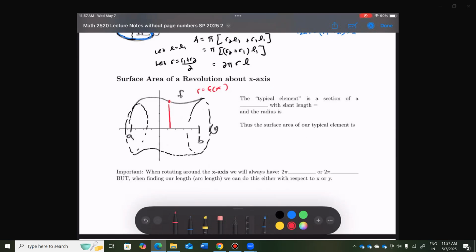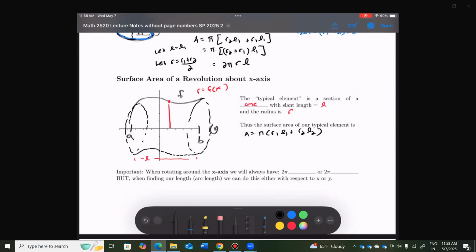And then your slant has to do with the side itself. Right, so you're going to look at this as a section of a cone with slant L and radius R. And so we'll have area is pi, R1 L1 plus R2 L2.